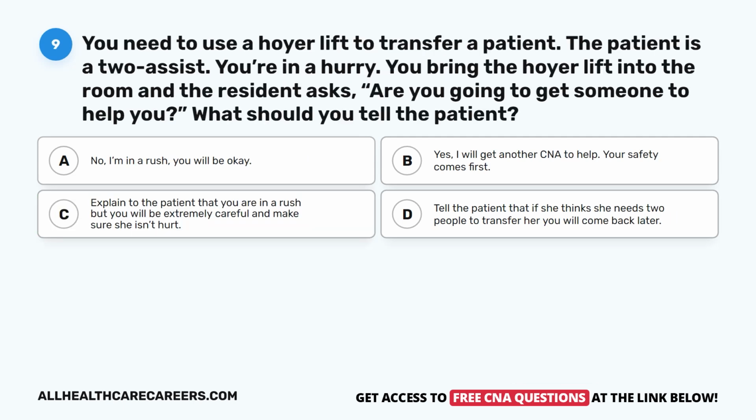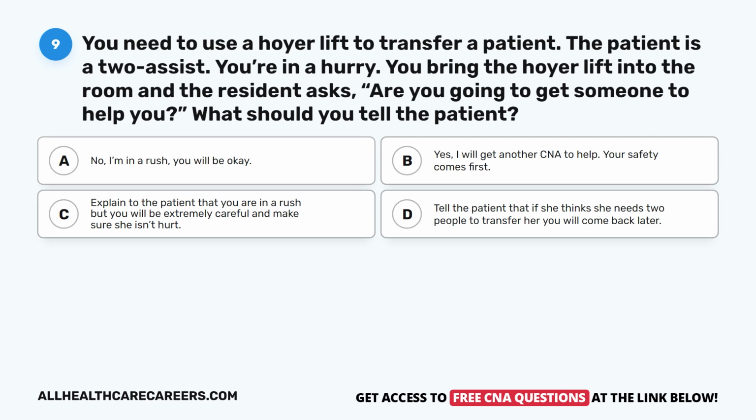Question 9. You need to use a Hoyer lift to transfer a patient. The patient is a two-assist. You're in a hurry. You bring the Hoyer lift into the room and the resident asks, "Are you going to get someone to help you?" What should you tell the patient?